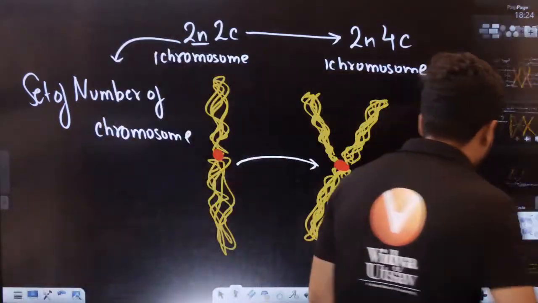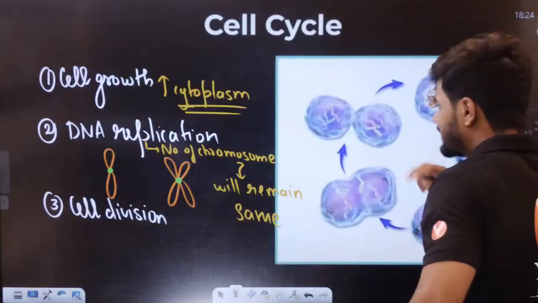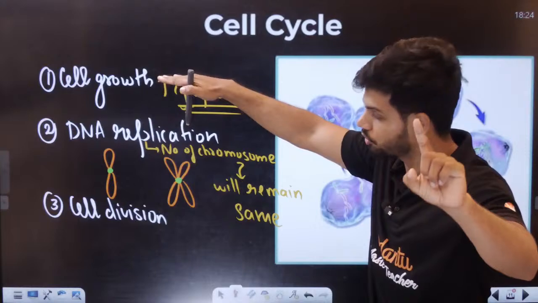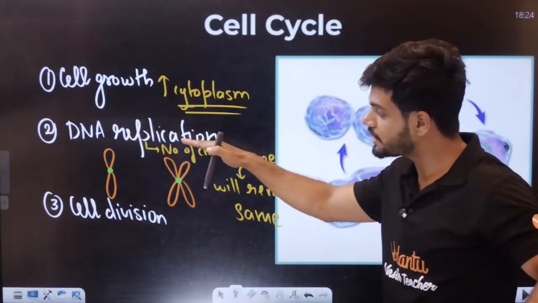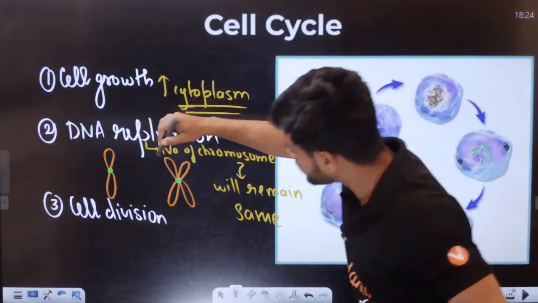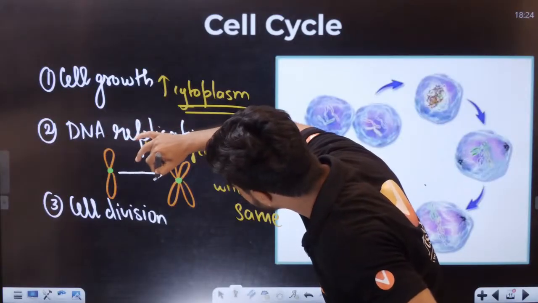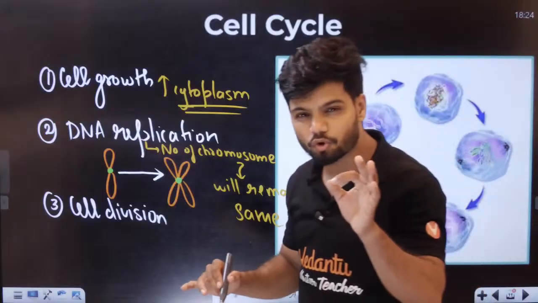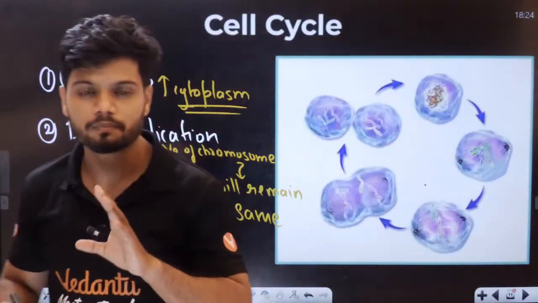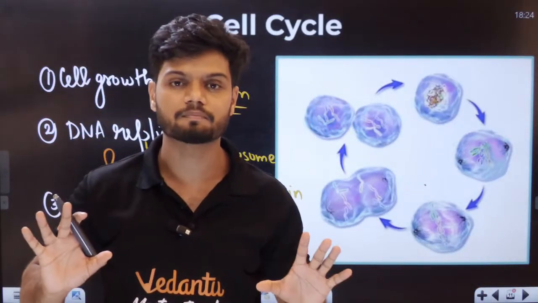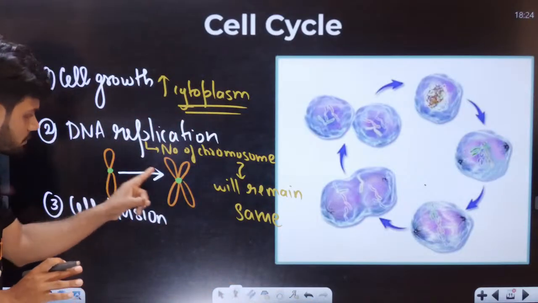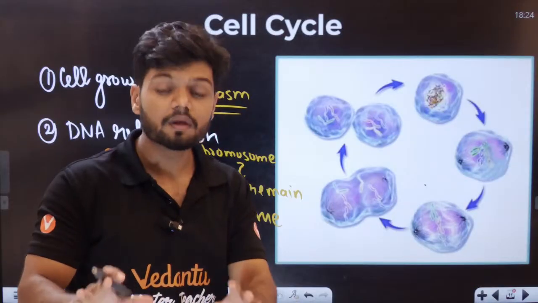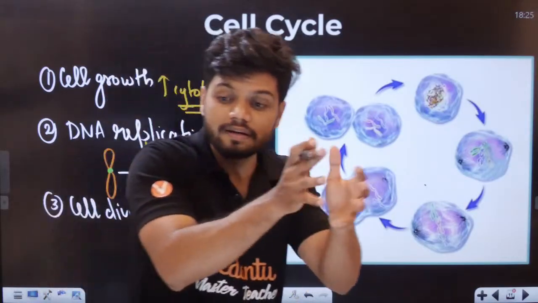So students, I want all of you to understand: first is cell growth. Second is DNA replication. In DNA replication, the DNA content is doubling. But is the chromosome number increasing? No. The chromosome number will remain the same because there is one centromere here and one centromere here. So the number of chromosomes remains the same. DNA content will always double.